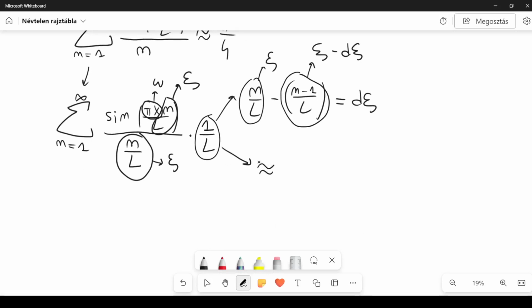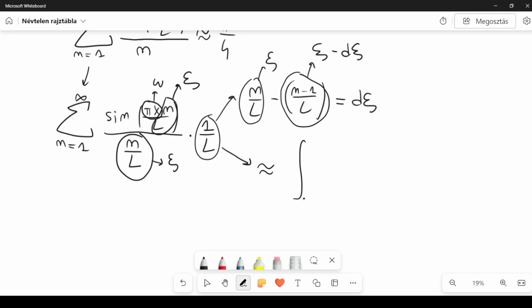Why is that an approximation? Well, it depends also on how large L is. So we have to assume that L goes to infinity. So L must be large enough, and therefore this series can be properly approximated by means of an integral. So we assume that this is the case.